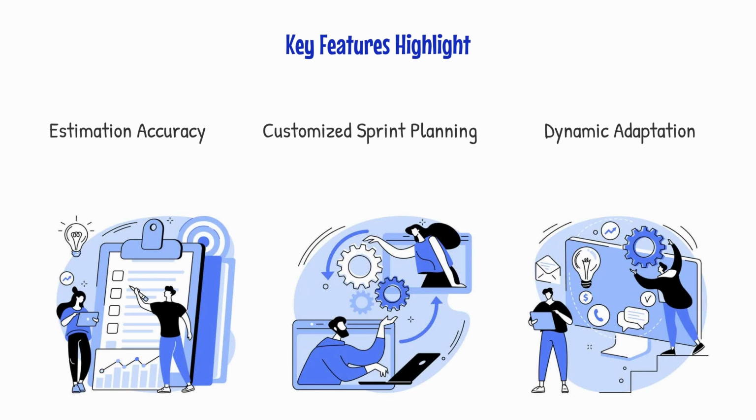Dynamic adaptation. The tool's capability to recalibrate plans in real time in response to changes or obstacles is essential for maintaining momentum and ensuring continuous progress. Dynamic adaptation ensures that the Agile delivery process is responsive, enabling teams to adjust quickly to internal and external shifts, maintaining alignment with project goals and timelines.